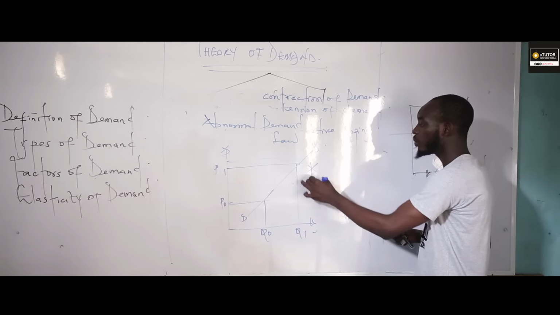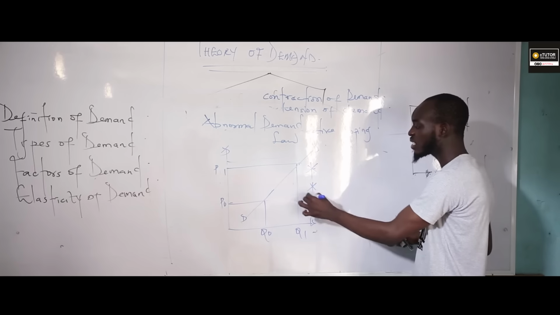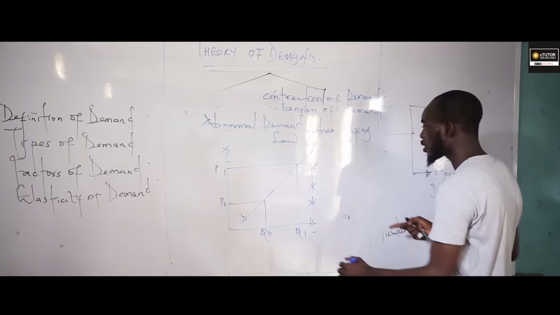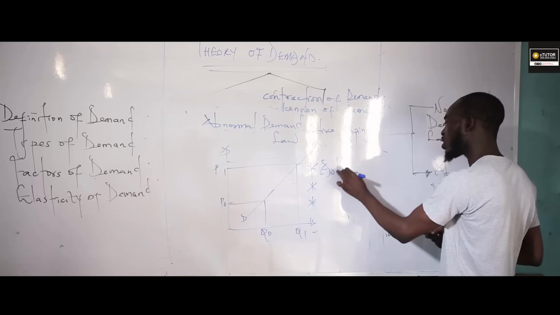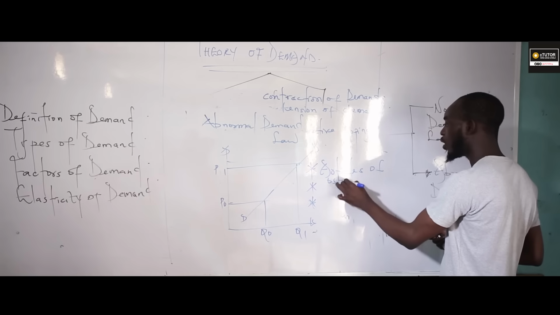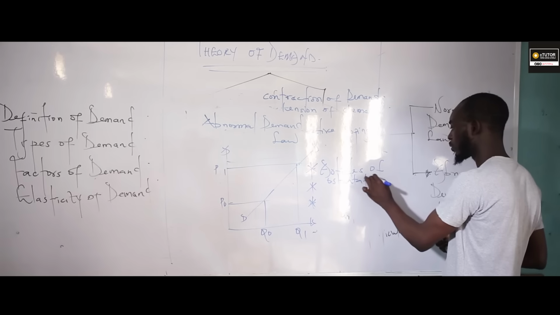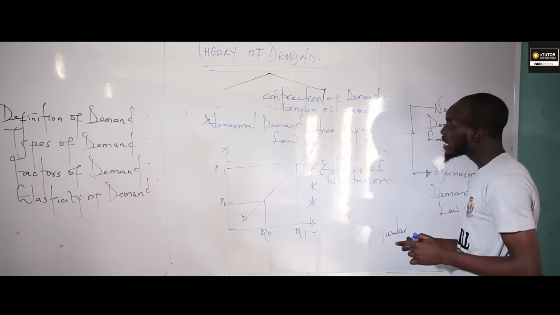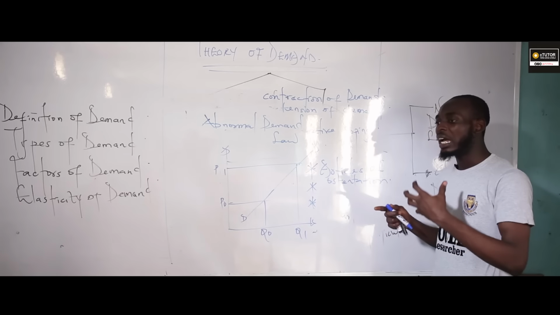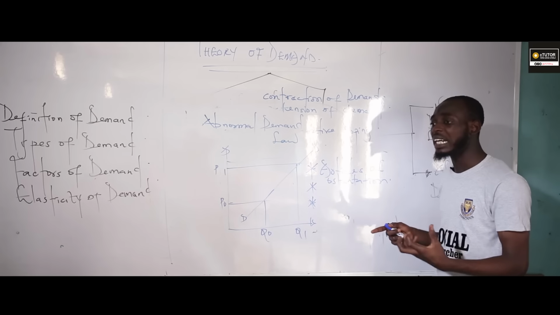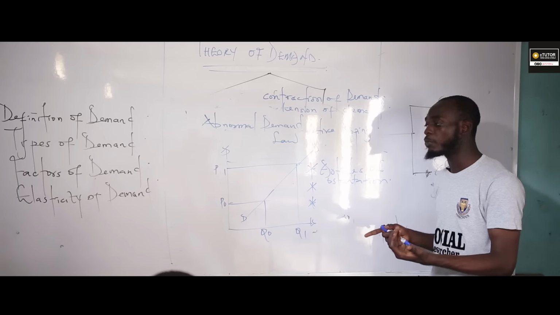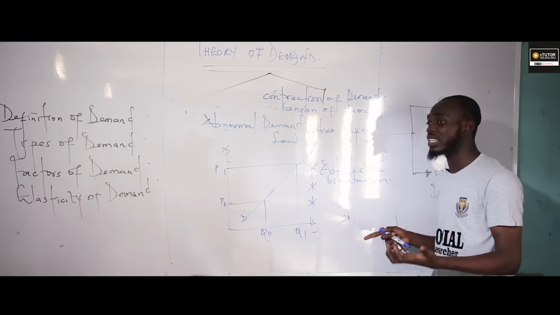Now, this abnormal demand law is based on a lot of things. The first thing is what we call articles of ostentation. Articles of ostentation are commodities that command high price. Any commodity that commands a high price, you will only purchase it at a high price.